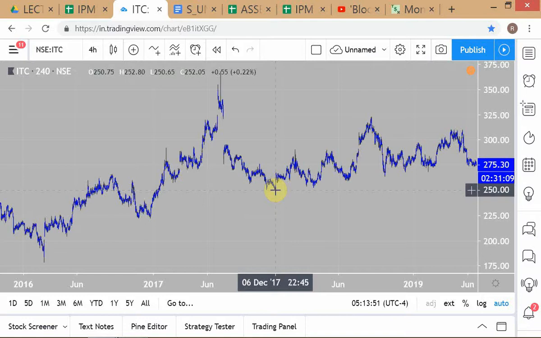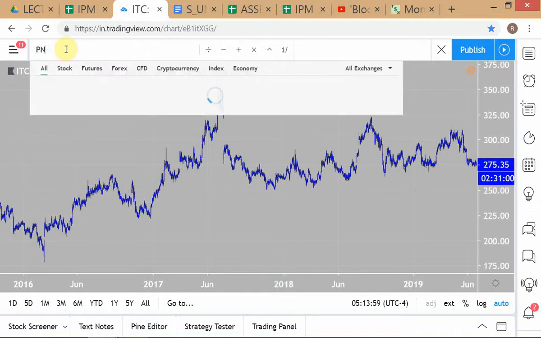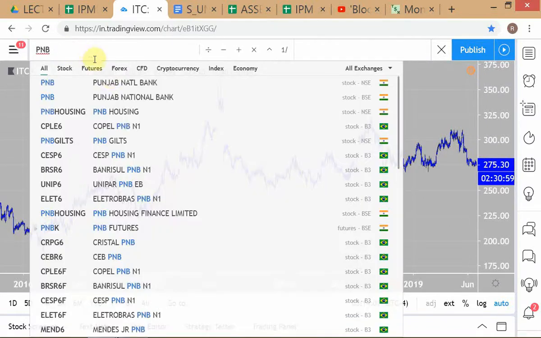And the price was 82 when I bought. That was a month ago. So right now the price is going 70 and it's continuously going down. Today only it came up. Okay, let's see if we have PNB.